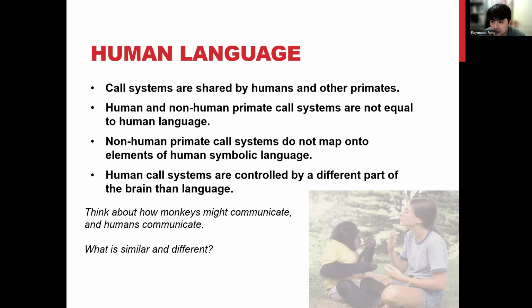That being said, even though you're communicating with a noise, especially with crying and laughing, call systems and language are two separate things, right? Non-human primate call systems do not map onto elements of human symbolic language. Human call systems are controlled literally by a different part of the brain. So this type of communication is very, very specific, and it is not language. They're literally controlled by different parts of the brain.